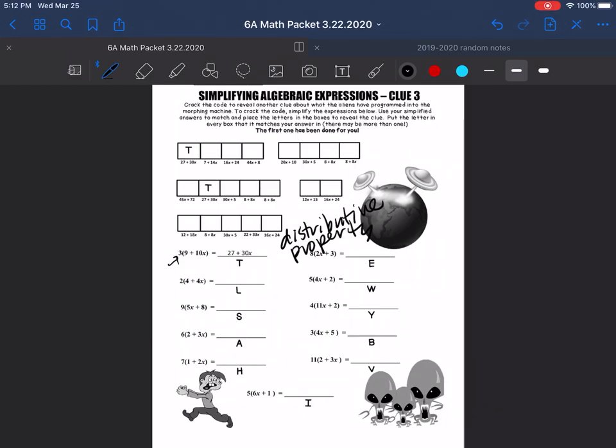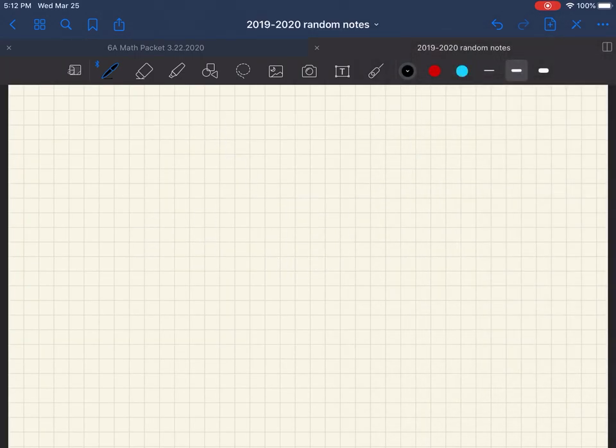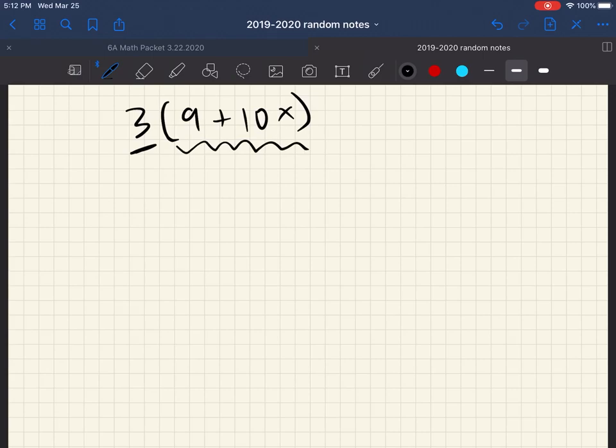Now, the distributive property. I'm going to show you this example that they gave you for t. They said 3 times the quantity 9 plus 10x. So let's take a look at that. What we talked about in class was I could think of this as 3 copies of 9 plus 10x. So I could have 9 plus 10x, 9 plus 10x, 9 plus 10x. Those are 9s. I'm sorry I didn't write them very well. And I'm going to add my like terms.